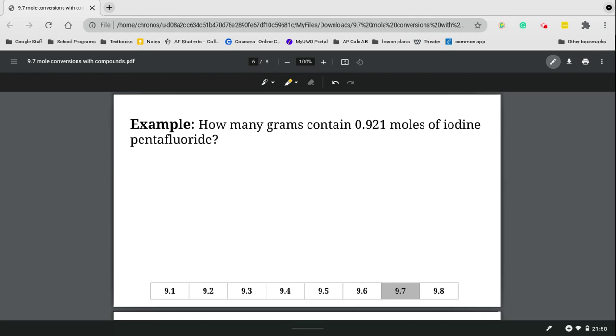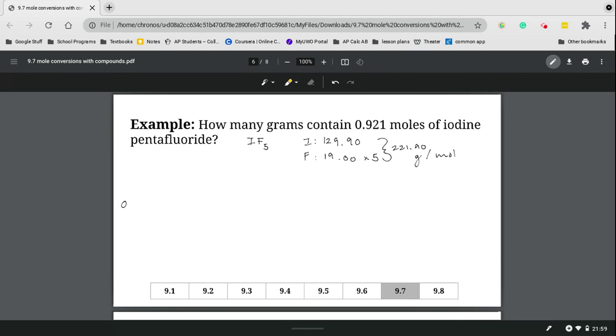How many grams contain 0.921 moles of iodine pentafluoride? From the name we know that's IF5. So the mass of iodine is 126.90. Fluorine is 19.00. But there's 5 of them here. And so that adds up to be 221.90 grams per mole.